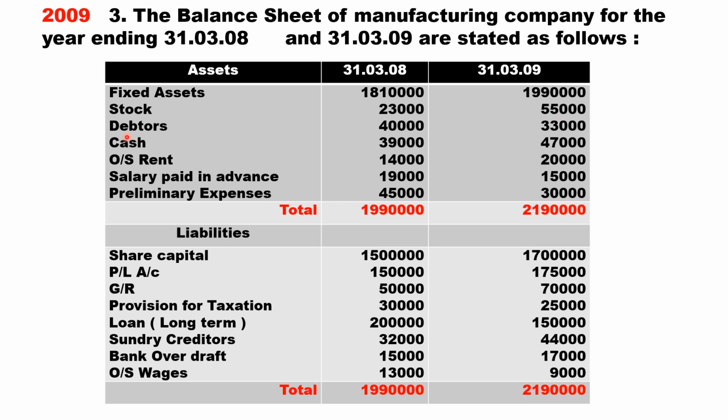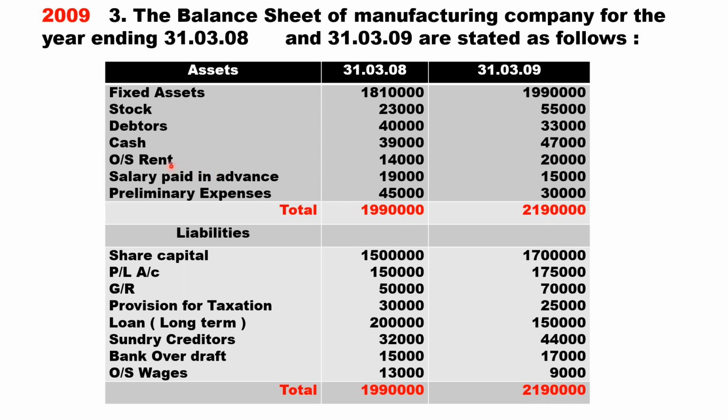Debtor will come in operating activity. It is a current asset. Compared to last year, current year 7,000 decrease, add. Cash: opening cash 39,000, closing cash 47,000. So our final answer should match with 47,000.